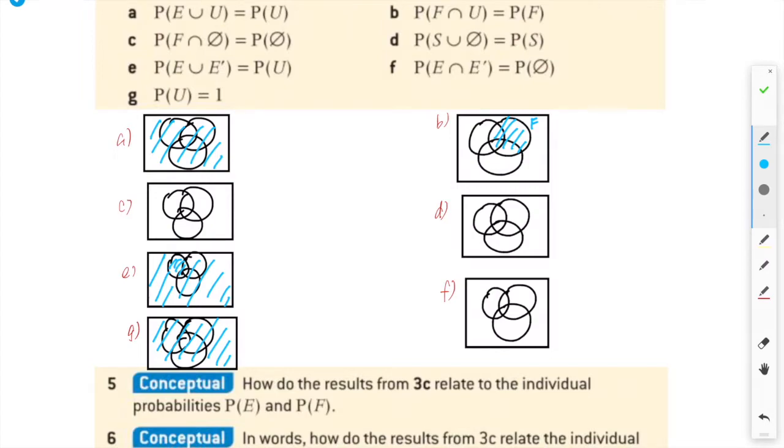D, P of S union with null. So P of Spanish or the null set. Or is the forgiving one, right? So this is S, so P of S is shaded like that. F, P of E and E prime. Now this is different from E or E prime. And is anything in common. So if I talk about an event and anything that doesn't belong to the event, nothing is in common, okay?